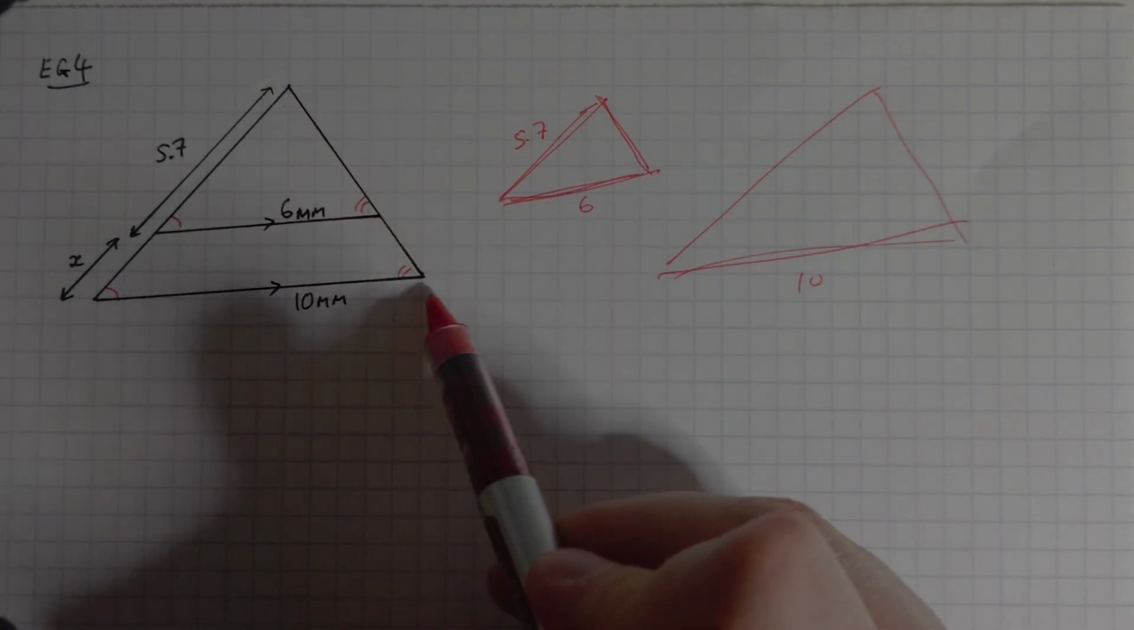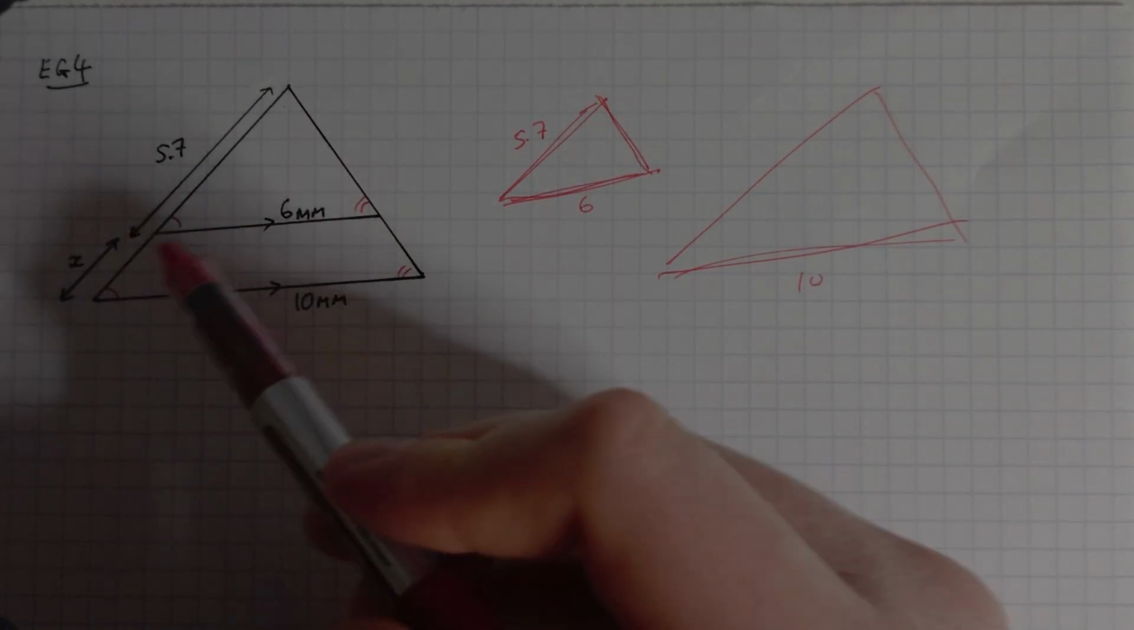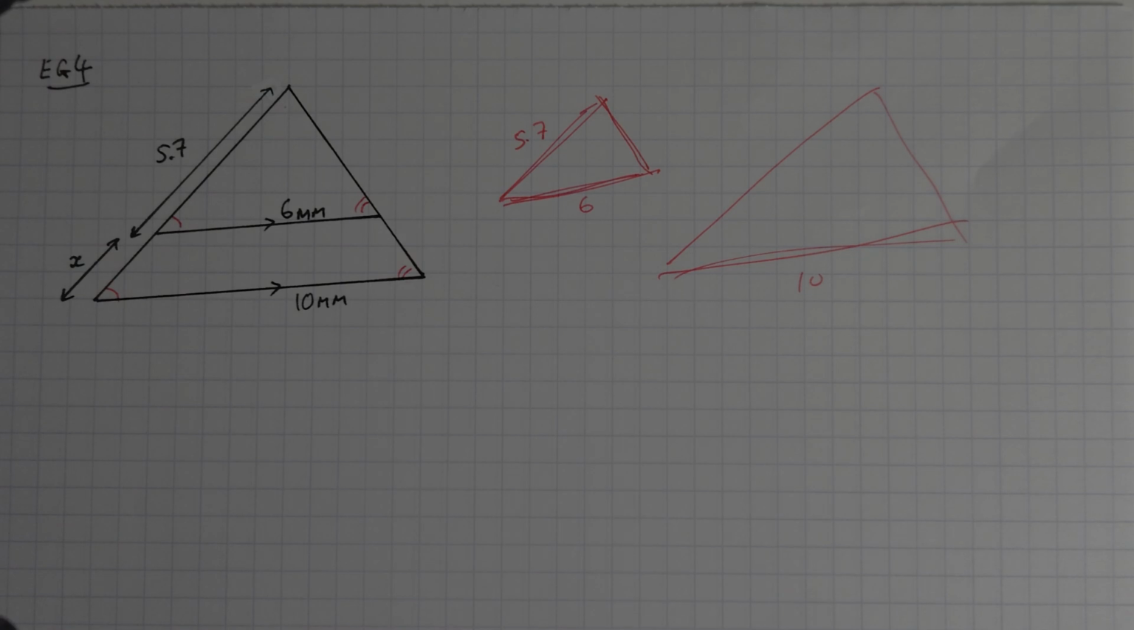That's all I know for the big triangle. I know the big triangle has a length of 10, and then no idea. Right, so what can we work out? Well, we can work out the length scale factor.